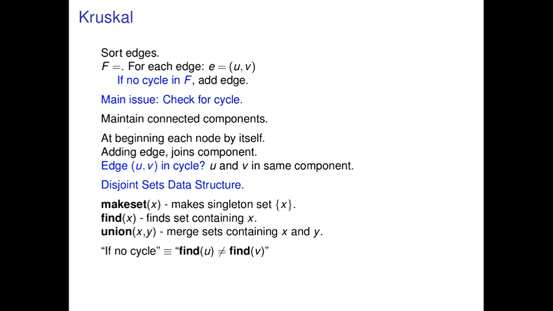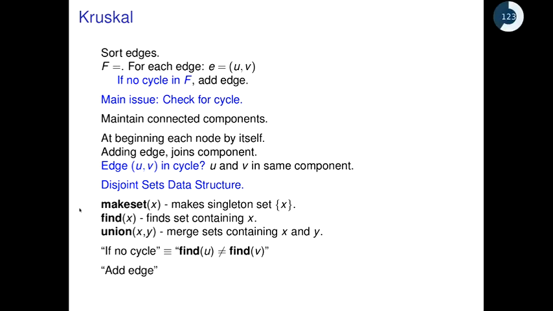The if-no-cycle check, the blue line there in the procedure, is just calling this data structure, asking are they in the same connected component? If the answer is no, it's not going to make a cycle. If they're in the same connected component, these would report the same name.